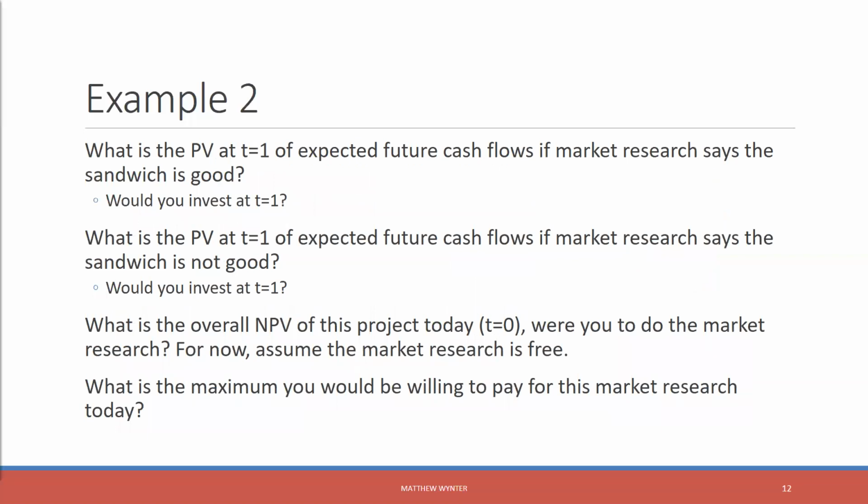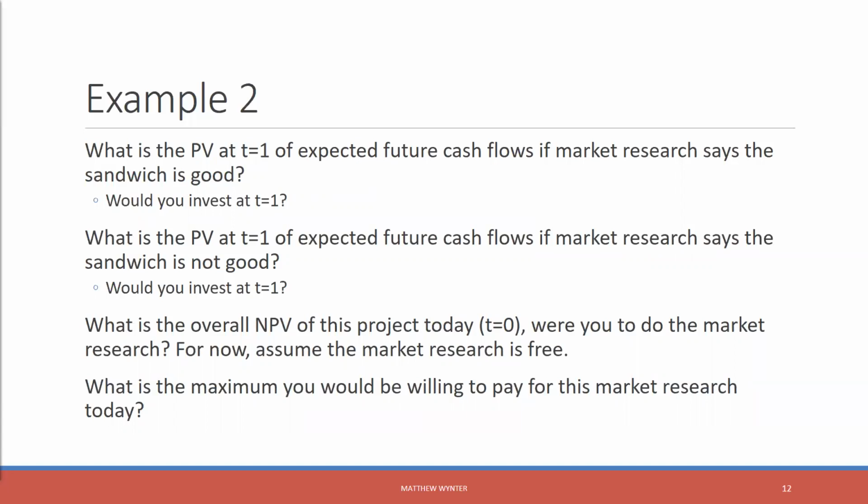What is the present value at T1 of the expected future cash flows if the market research says the sandwich is good? So if the market says the sandwich is good, across the good state of the economy and the bad state of the economy, what is the present value at T1 of those expected future cash flows? Would you invest at T1?